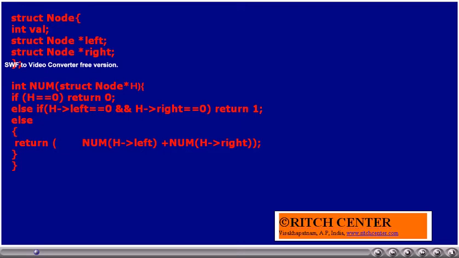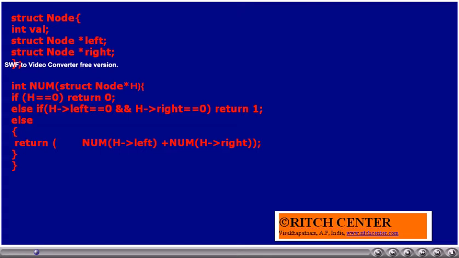At any node, the number of leaf nodes will be the total number of leaf nodes to the right hand side plus the total number of leaf nodes to the left hand side. The sum of these two things will be the total number of leaf nodes at that node. This is the logic behind this recursive algorithm.